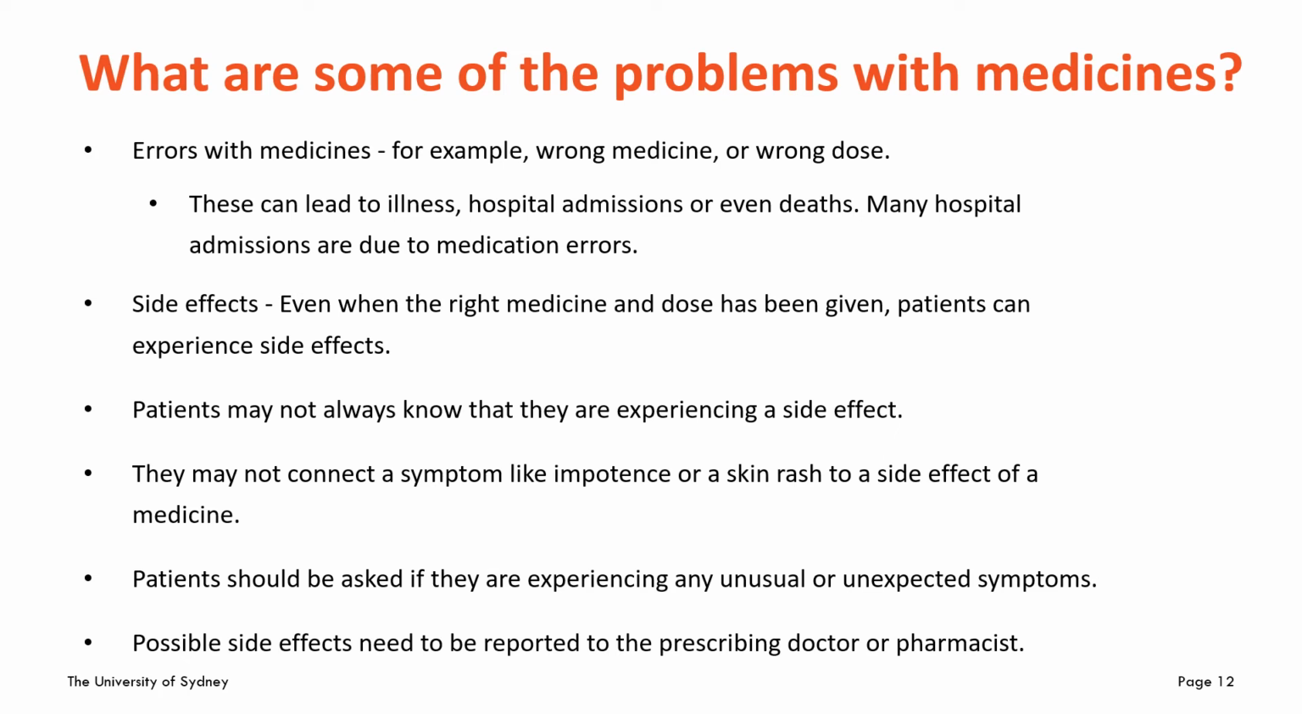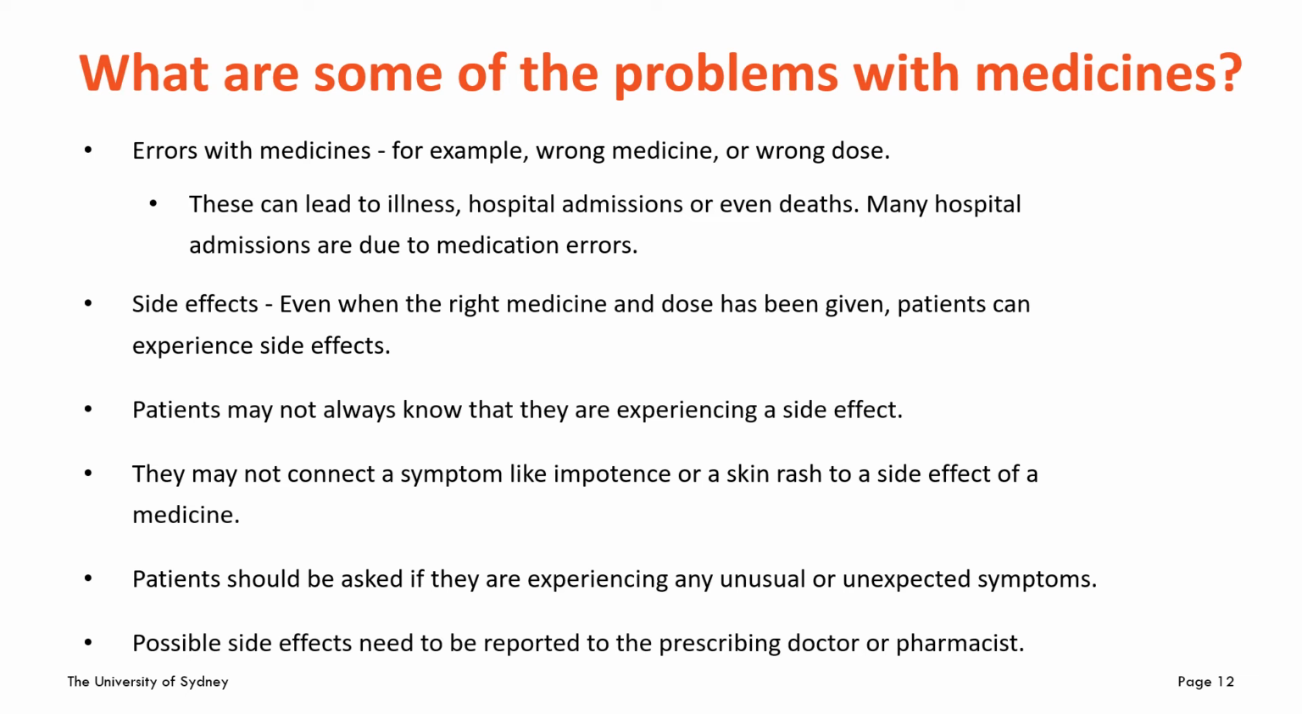Other problems are side effects. So even if the medicine is the right dose, some people can experience the side effects of a medication. Most medicines may have minor side effects. Some medicines may have more severe side effects, and it's important to know about the side effects before taking the medication so that people are able to identify if a side effect happens or if the symptoms of their medical condition are changing. So be able to distinguish between what are the symptoms of the medical condition or the disease that they have, and what are the side effects of the medicines.